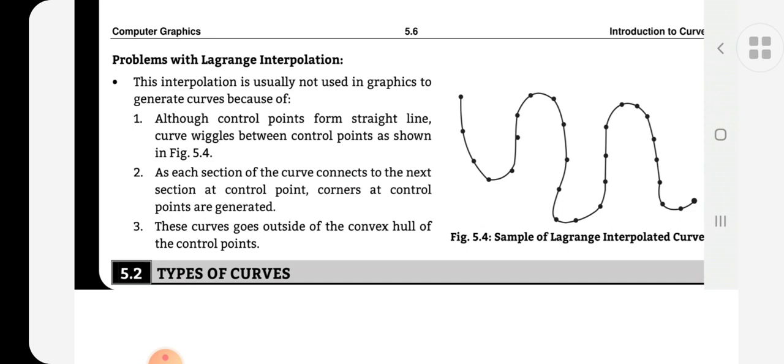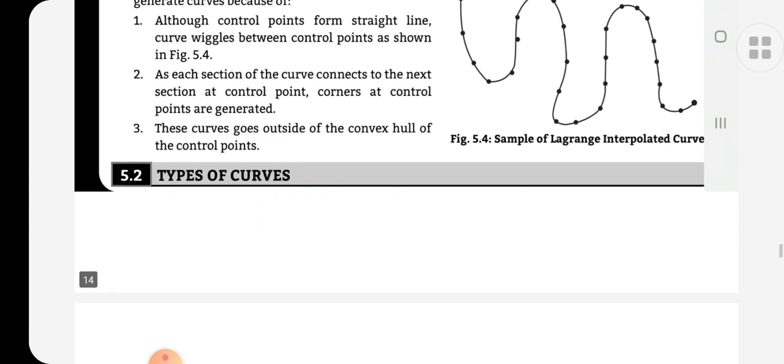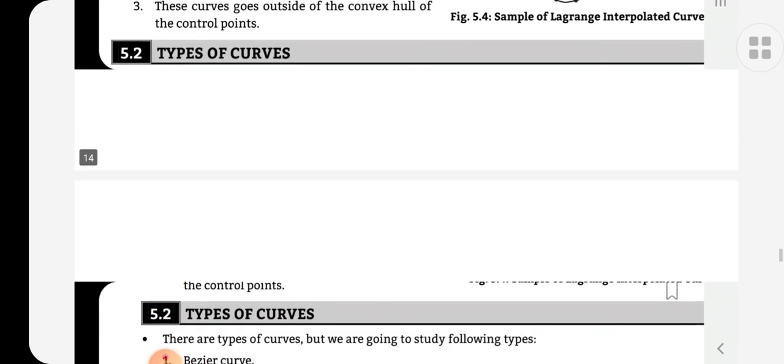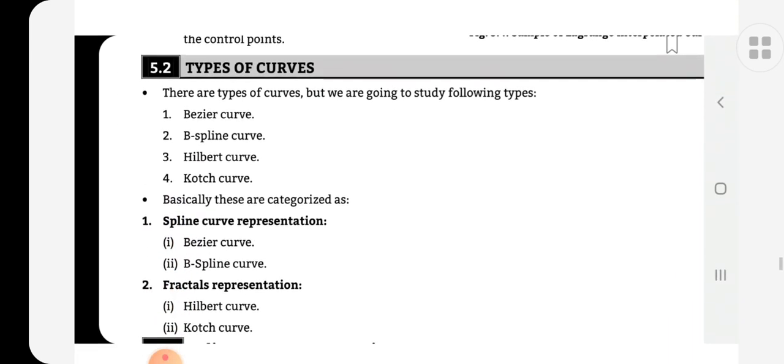These interpolations are usually not used in graphics to generate curves. First, although the control points form a straight line, the curve wrinkles between the control points, as shown in figure 5.4, and each section of the curve connects to the next section at a control point. Corners at the control points are generated. These curves go outside of the convex hull of the control points.